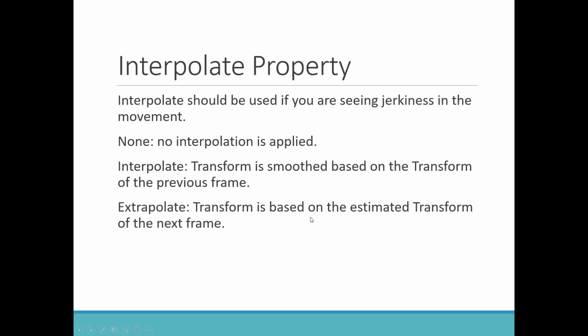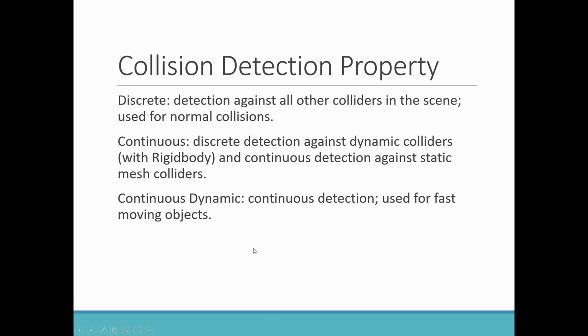So the interpolate property, again, I said if you notice some jerkiness in the movement of your rigid body, that might be something you want to look into and try out. By default, it's set to none, so there's no interpolation. There's also the interpolate and extrapolate, and that basically is an effort to smooth the transform based on the previous frame with the interpolate and the next frame with the extrapolate. So if you see some jerkiness in the movement of your rigid body object, then go ahead and try to modify these, see if it helps.